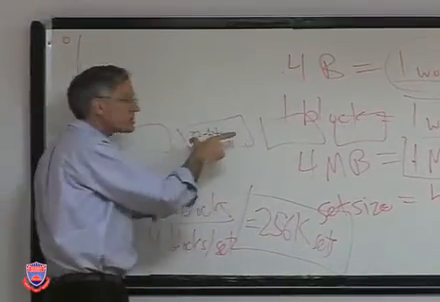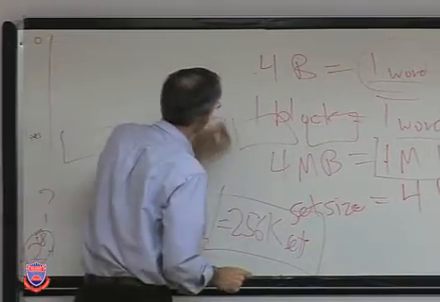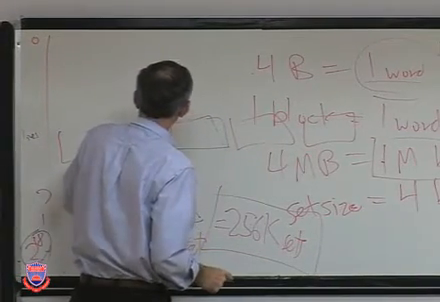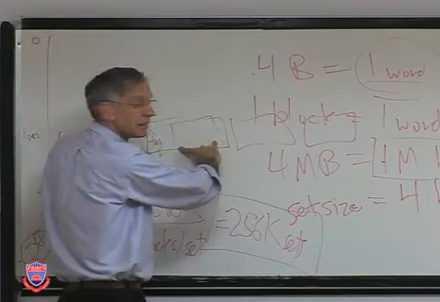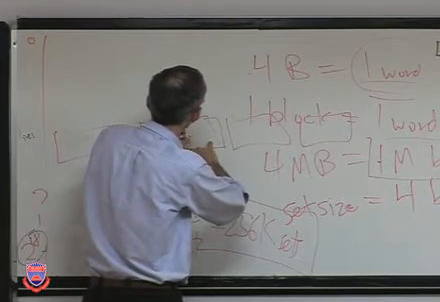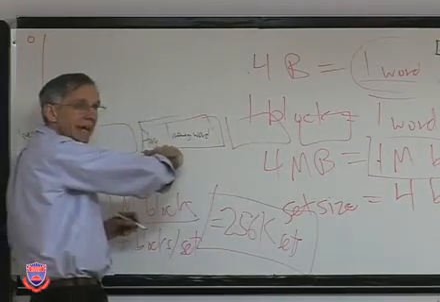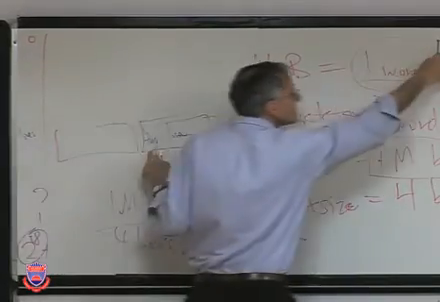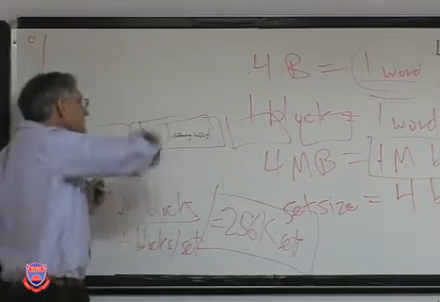So what am I actually storing here in the cache? I'm actually storing the tag plus the memory item, the memory word. So I've got a word, and then I've got its tag as well. And if the tag matches, and if the valid bit is also set, then that's the one you want.